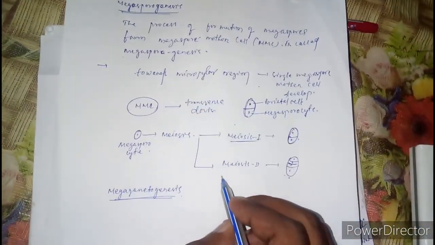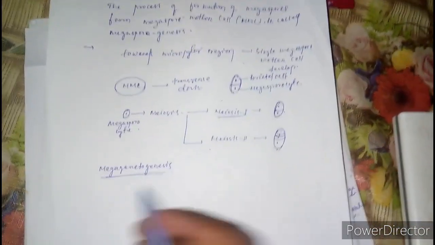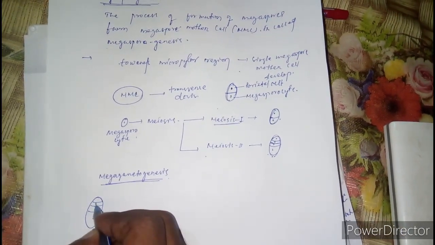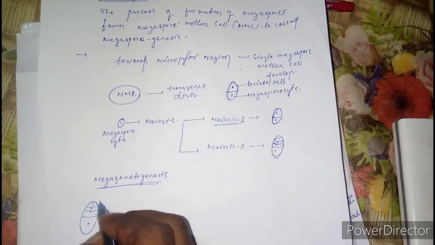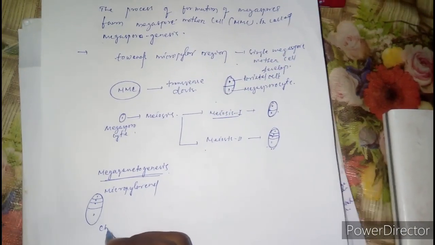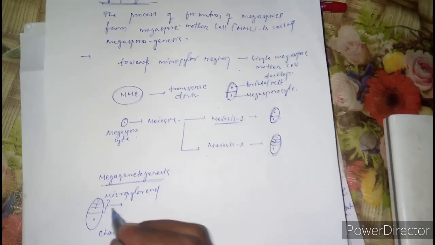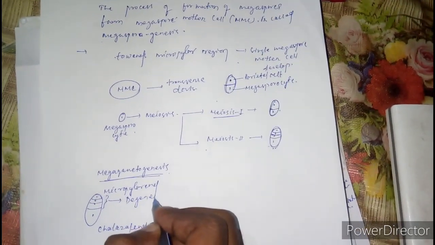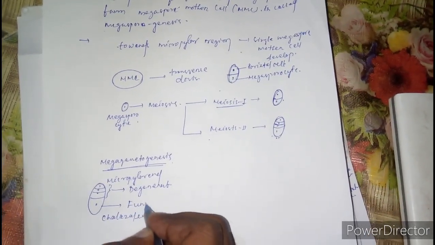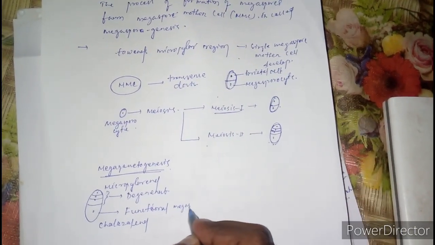Megagametogenesis. After the meiosis, the tetranucleate megasporocyte has three nuclei towards the micropylar end and one towards the chalazal end. The three towards the micropylar end degenerate, and the one towards the chalazal end remains functional. This will be the functional megaspore.